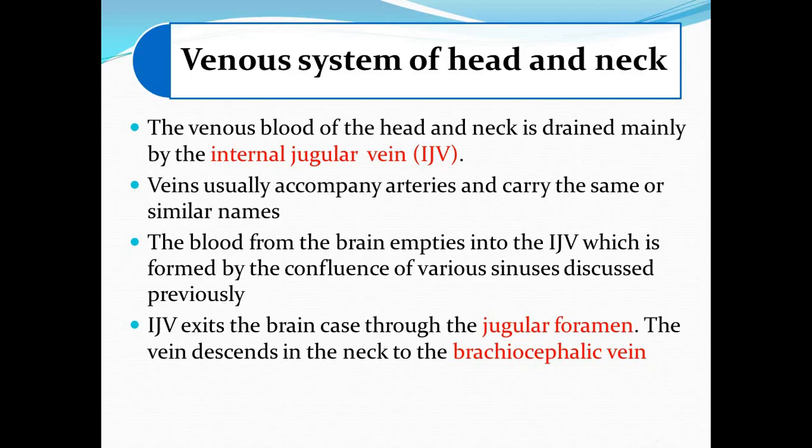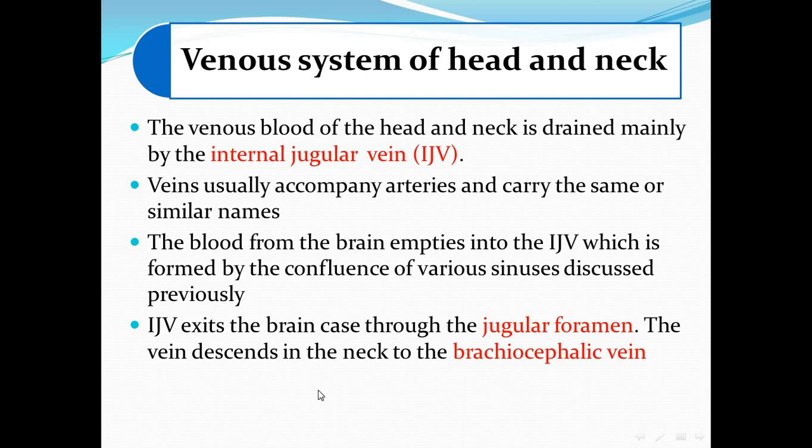We move on to talk about the venous system of the head and neck. We already talked about the dural venous sinuses that drain the brain into the internal jugular vein, which is the main venous system that drains the head and neck. The veins usually accompany arteries and carry the same or similar names, but this is most of the time, not all the time. The blood from the brain empties into the internal jugular vein, which is formed by the confluence of various sinuses.